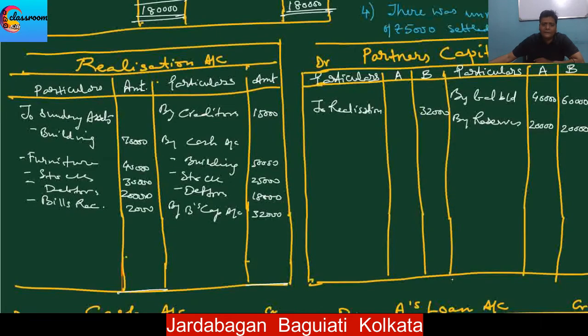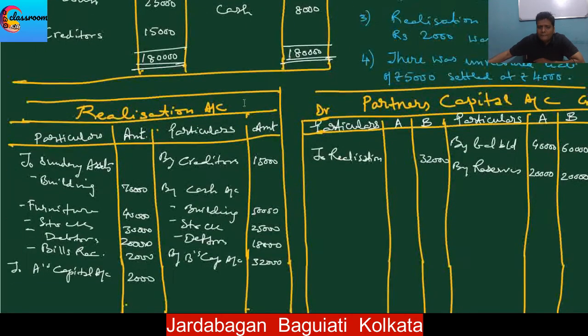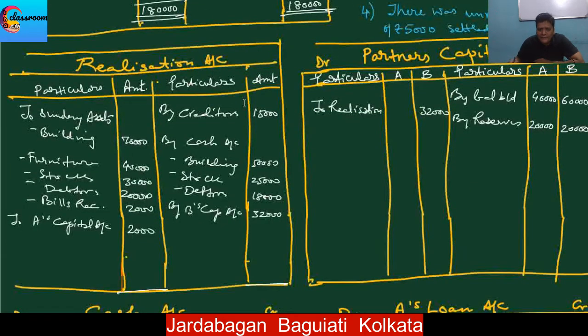So the entry is realization account debit to A's capital account. To A's capital account, this is 2,000. The moment I am writing to A's capital account in the realization account, I need to write by realization in A's column, A's capital, so that the posting is complete hand to hand.